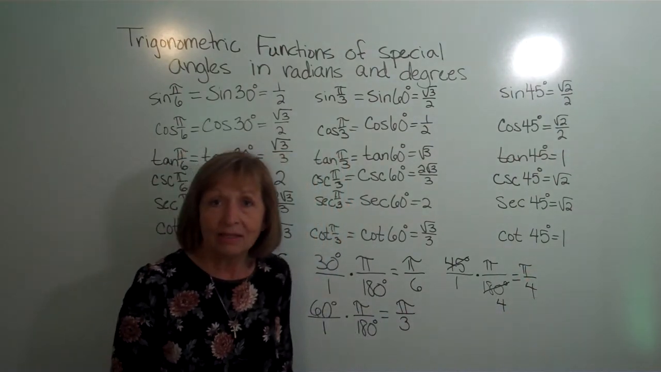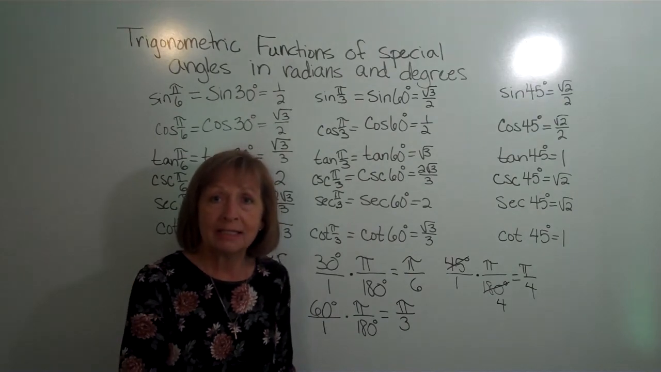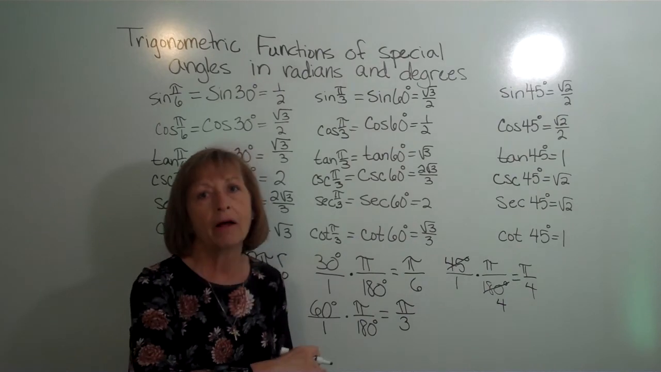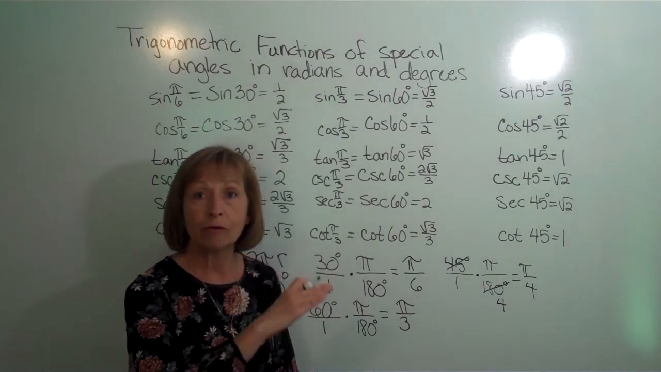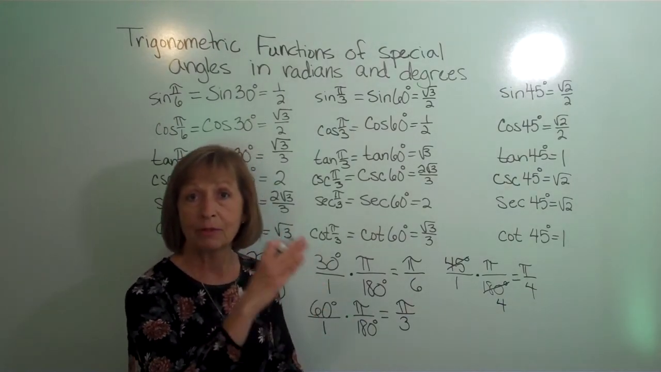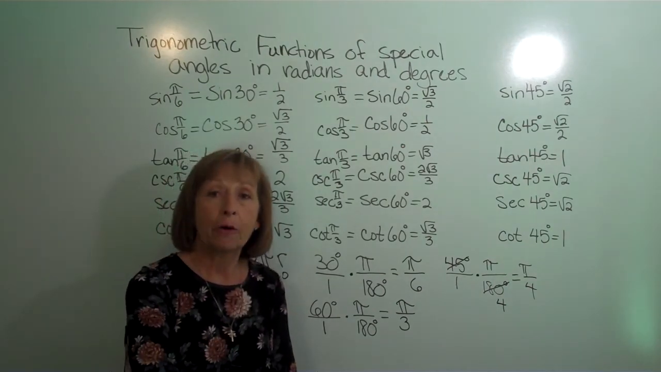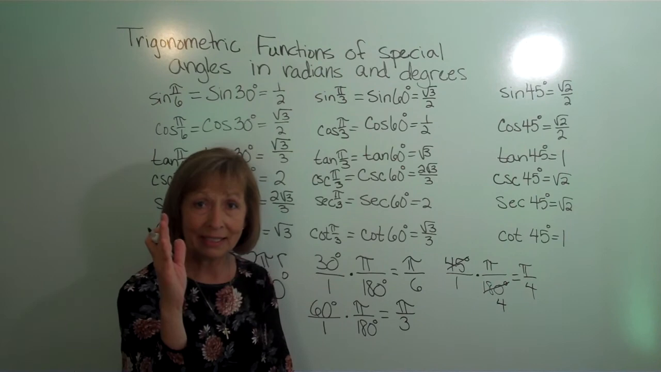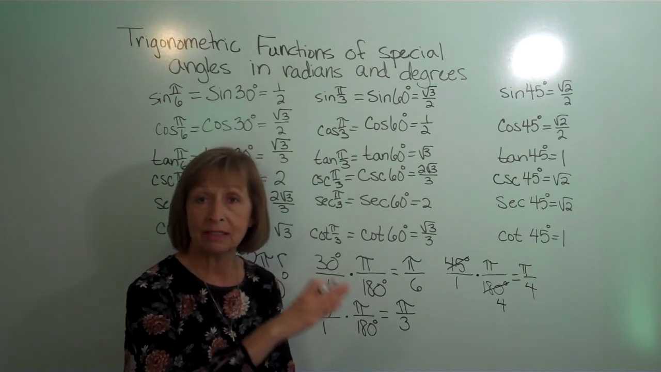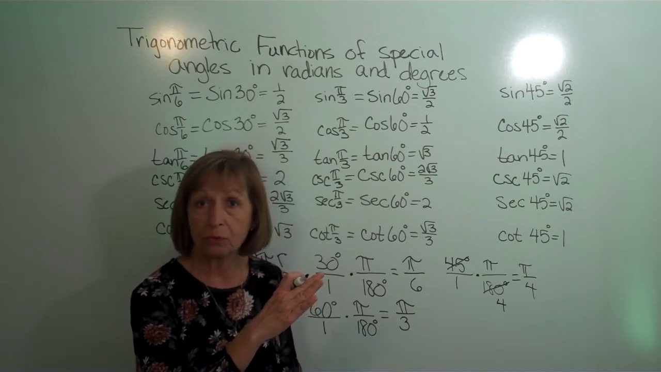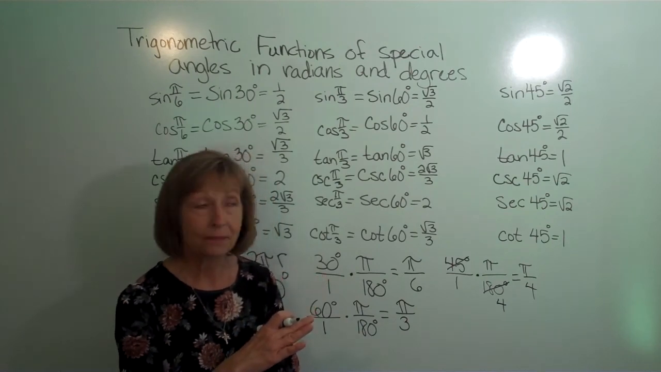And again, a fourth is halfway between 0 and pi over 2. Well, a fourth of a pi. So pi over 4 does make sense that it's halfway between 0 and pi over 2. And remember, our pi over 2 is the 90 degrees. Half of 90 degrees is 45 degrees. So it makes sense that 45 degrees goes with pi over 4.